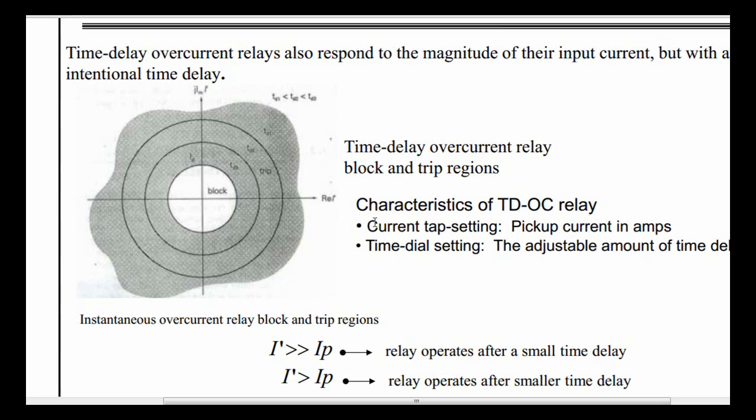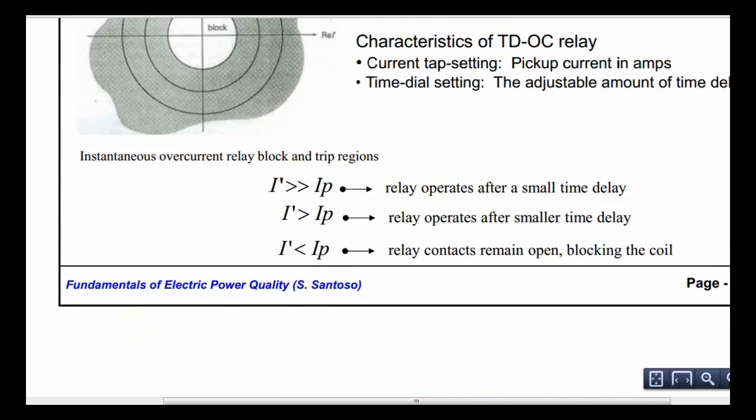So we will have two things. We have a current tap setting and a time dial setting. The current tap setting adjusts the pickup current of the relay in amperes, and the time dial setting adjusts the amount of time to delay the operation of the relay.